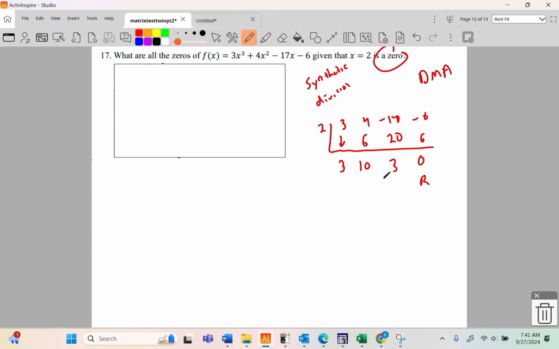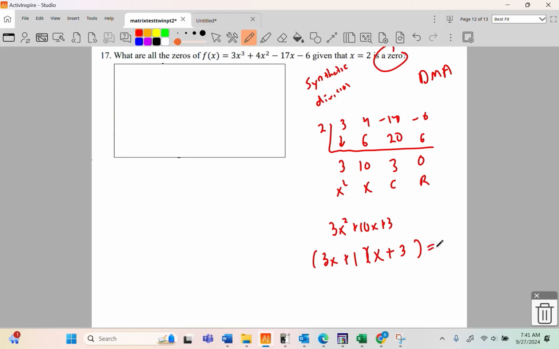This is the remainder, the constant, the x squared. When I factor out x minus 2, this is what I get. I get 3x squared plus 10x plus 3, which is something that probably factors. It takes a 3x and an x to make 3x squared. It takes a 3 and a 1, 9 and 1 to make 10, plus plus.